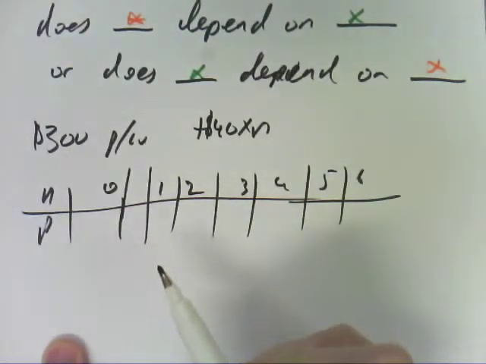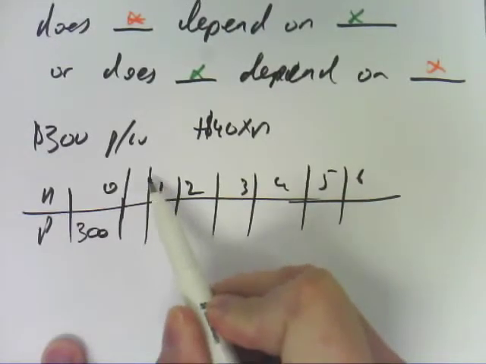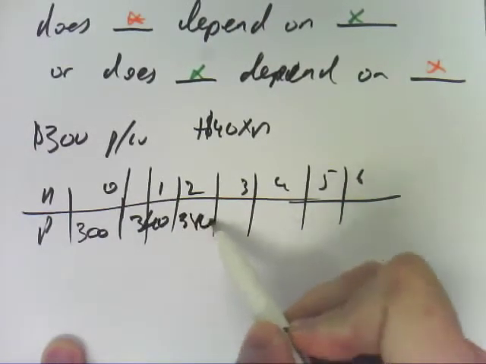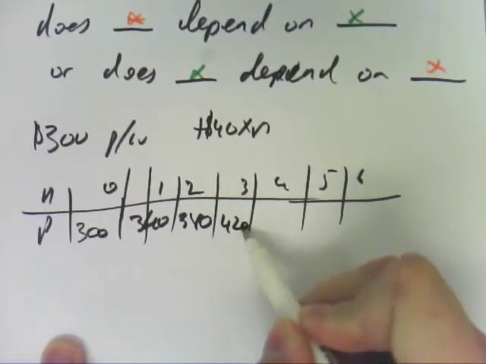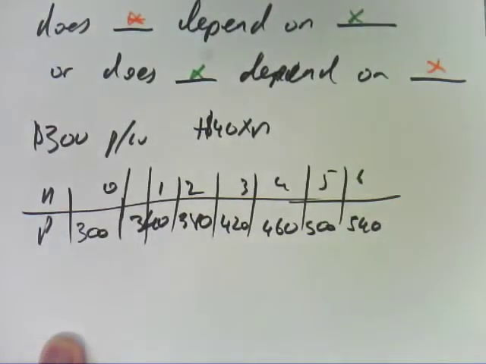So if she sells 0 computers, how much does she earn? 300. If she sells 1? 340. 2? 380. 3? 420. I was hoping you wouldn't make it. You didn't want me to keep going? Plot the information on a graph.